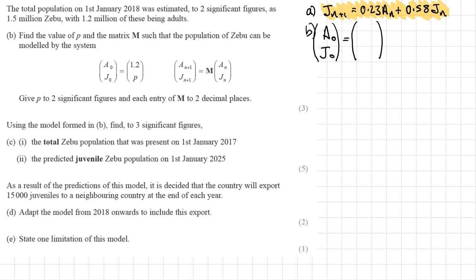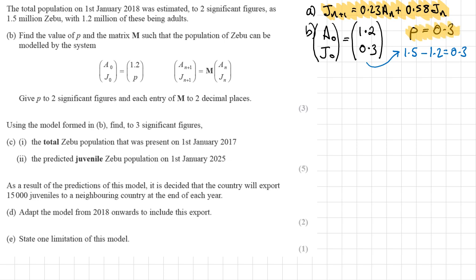So let's start with the first matrix, which is basically going to be the initial number of adults and juveniles, and we're told that there are 1.5 million of them. 1.2 million are adults, so that means that the remaining are juveniles, and that's going to be 0.3, because basically all I've done is 1.5 million minus the 1.2 to give me 0.3. So that gives me my value of P as 0.3. So that's going to be the first part of my answer.